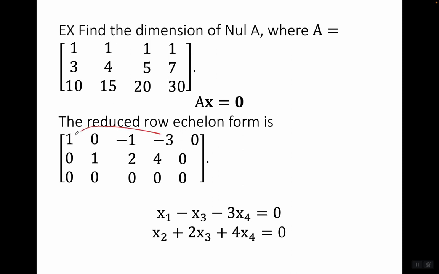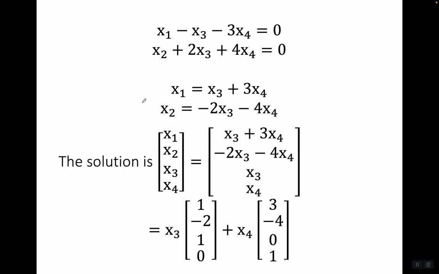So our first two equations are going to be x1 minus x3 minus 3x4 equals 0, x2 plus 2x3 plus 4x4 equals 0. Again, copying them from the previous slide. This is what we have. And then if we move the free variables to the other side, we get this. Therefore, the solution is going to be x1 equals x3 plus 3x4, x2 equals negative 2x3 minus 4x4, x3 equals x3, x4 equals x4. That's what we do with free variables.